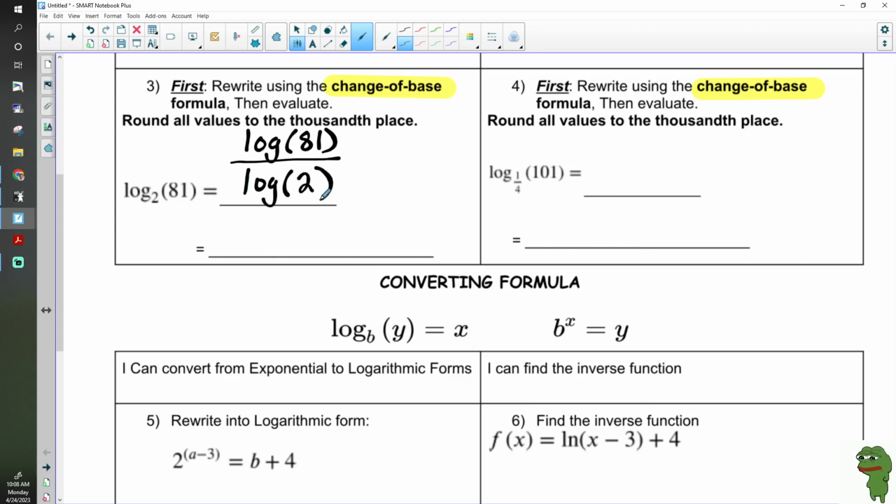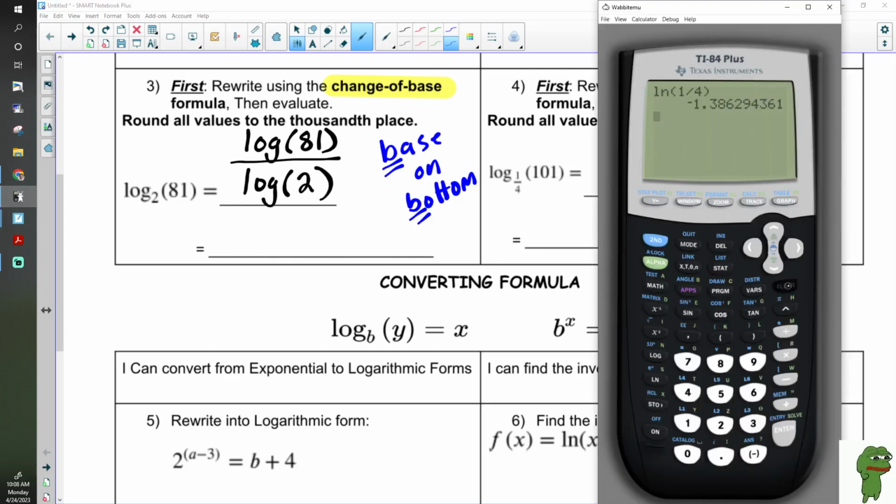Do we close the parentheses on the first one? Yes, super important. Okay? I always remember base on bottom. Remembering base bottom. The value, the 81's on the top, the base is 2, so the base goes on the bottom. 6.339. Does that sound about right? It's going to go real smooth. Yep, we're going to type it in.